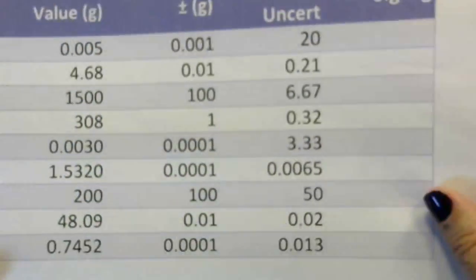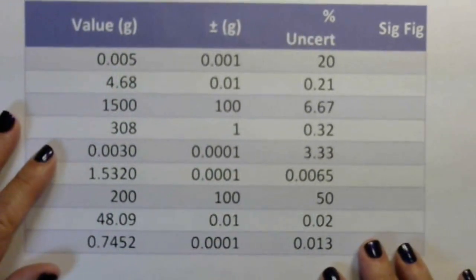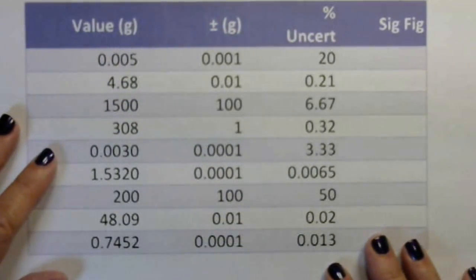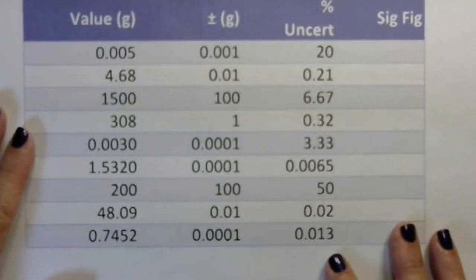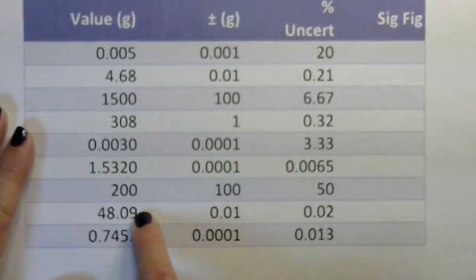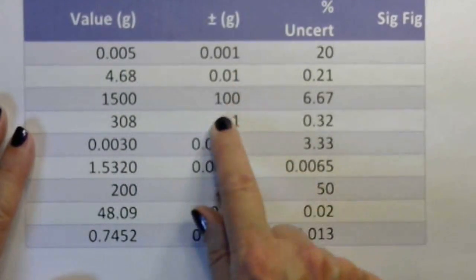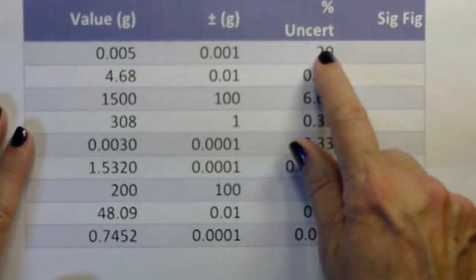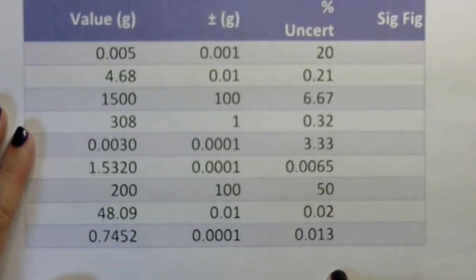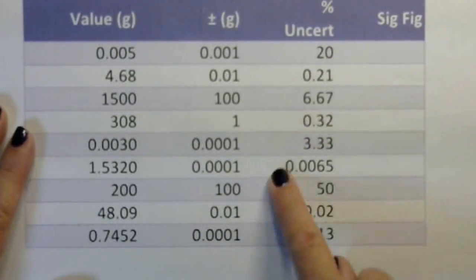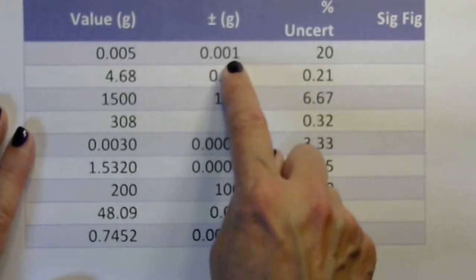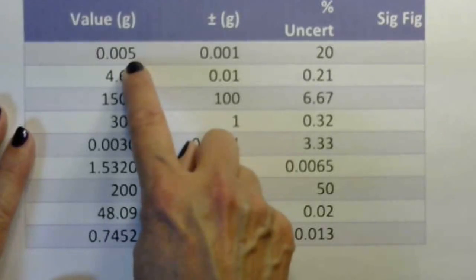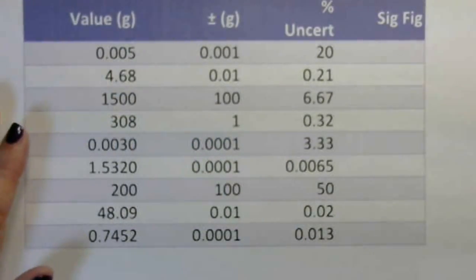Well, that all has to do with something called percent uncertainty. And we've talked about this in class already. So here are some values. Here are the plus or minus ranges. And here are their percent uncertainties. So how did we get the percent uncertainties? It's simple. The plus or minus range divided by the value times 100.